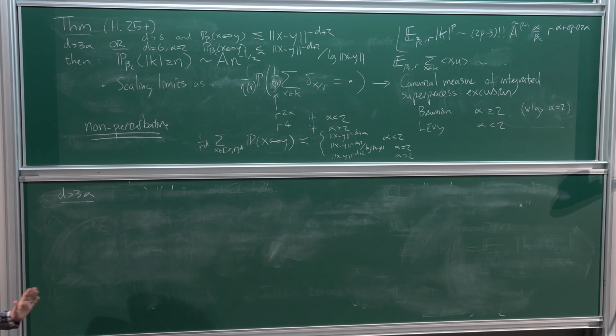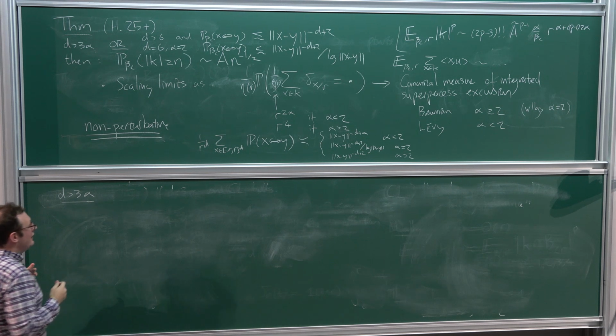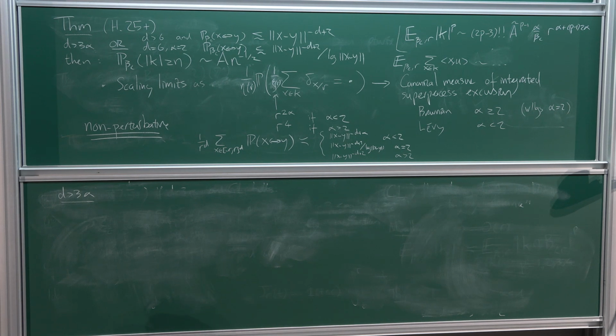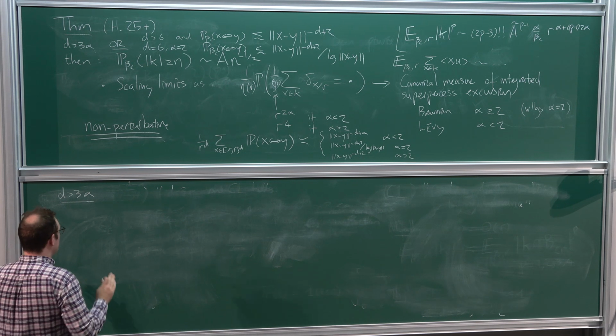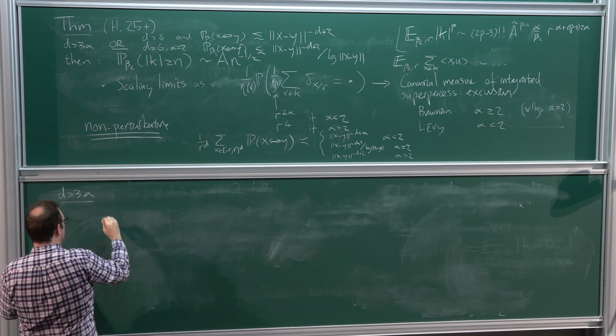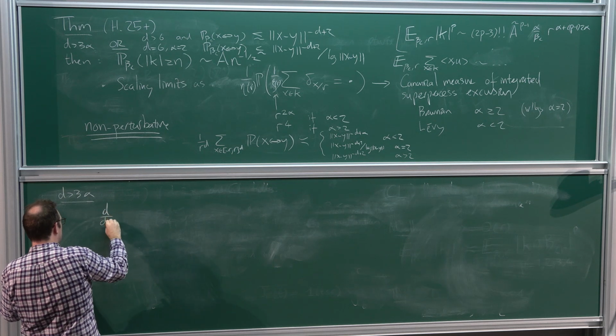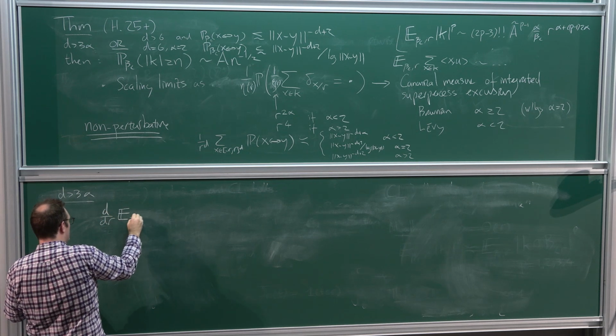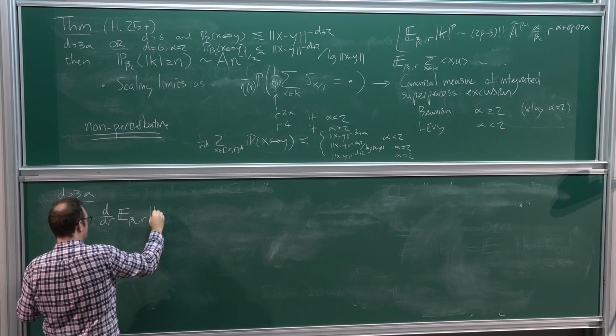So let's assume D is bigger than 3 alpha. Okay. So everything is done by differentiating the quantities we're interested in, with this cutoff parameter R, with respect to R, and then trying to analyze the derivatives. Okay, so let's start by looking at the first moment of the cluster at the origin.